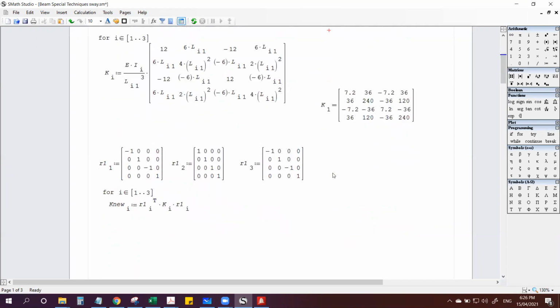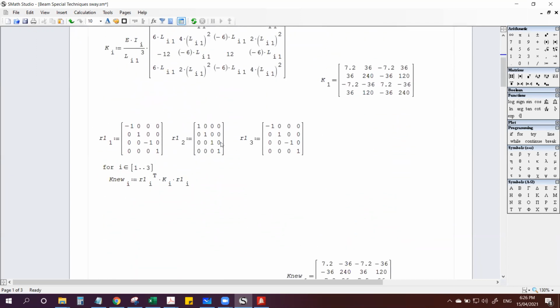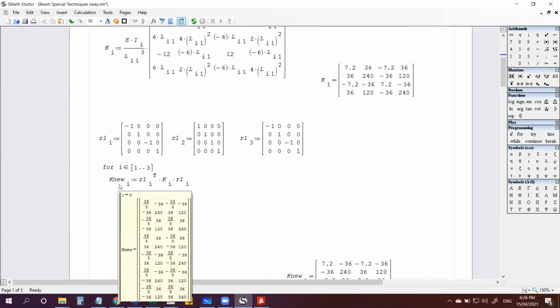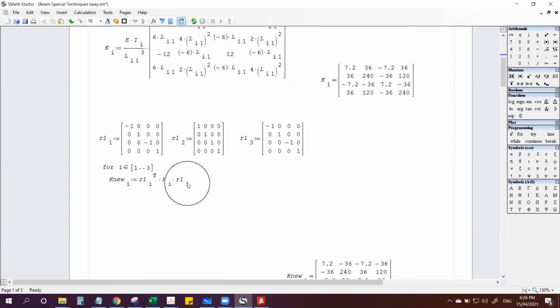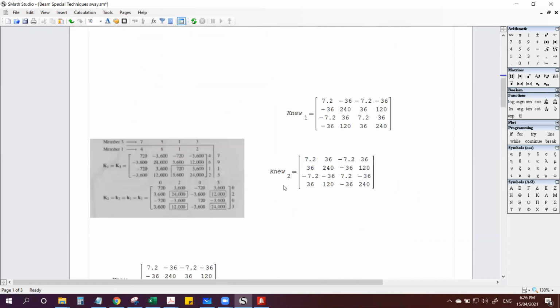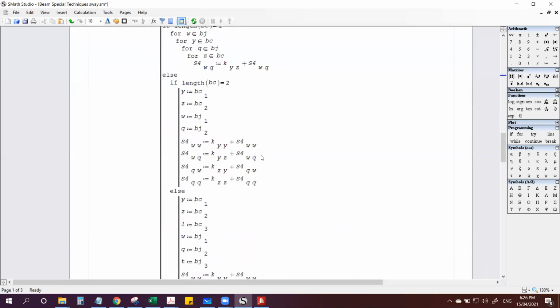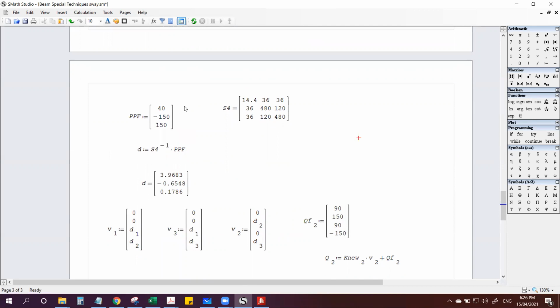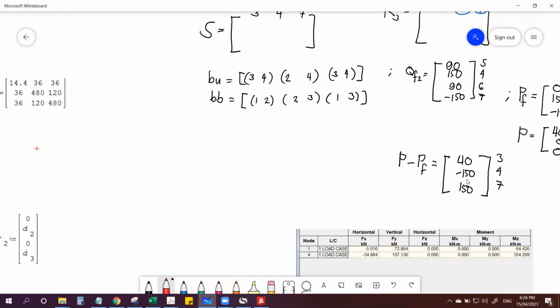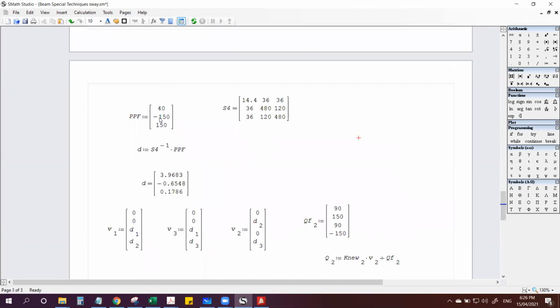Okay, next, this is the transformation matrix required for the column, for the beam, and for the column. To get the global stiffness matrix, we compute T transpose times K local times T to get the global. And this is the code for generating S. And PPF is this one: 40, negative 150. Okay. And this is the S matrix we generated from this program.